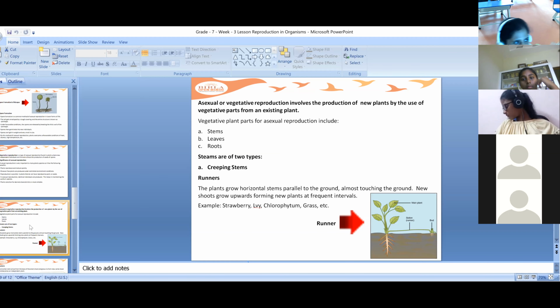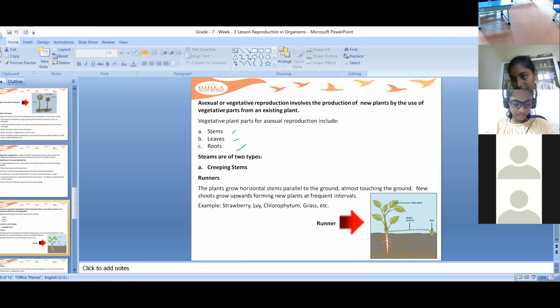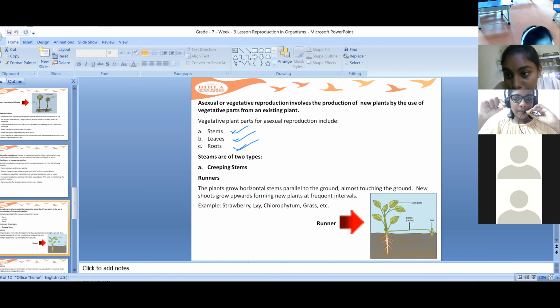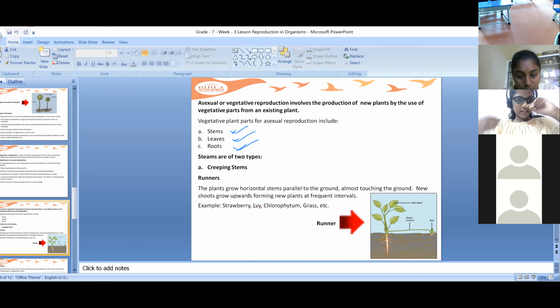So what type of plant parts show asexual reproduction? Stems, roots, buds, leaves, seeds. Ma'am, in some plants there will be buds, and inside the buds there will be small seeds. Yes, ma'am, seeds are different. That is not a type of asexual reproduction.